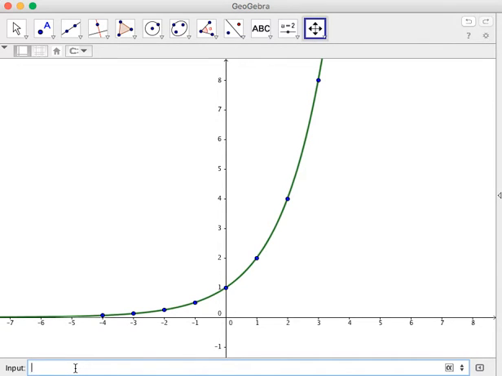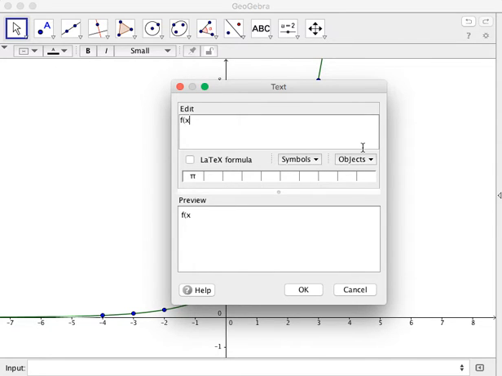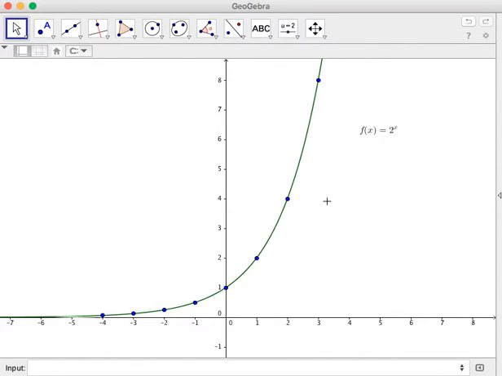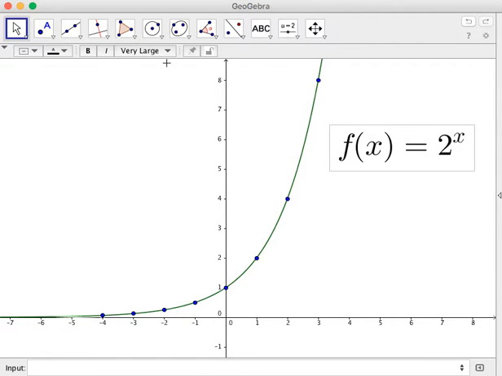So ano napapansin nyo sa graph? As we go to the right, the value of the function pataas siya, di ba? As we go to the right. Ibig sabihin, as x approaches infinity, f of x approaches infinity. By the way, yung graph natin is f of x equals 2 raised to the x. Para nakita natin yung pangalan niya. Oh, that's very large. Okay?